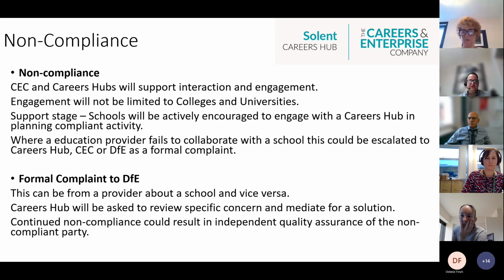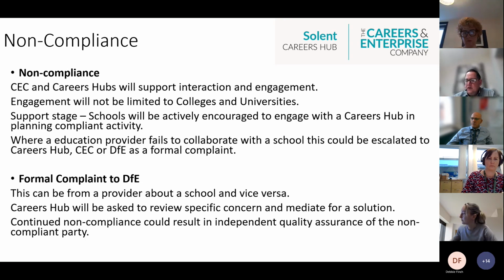The support stage. So this is the very first part. Schools will be actively encouraged to engage with the Careers Hub in planning compliant activity. Where an education provider fails to collaborate with a school, this could be escalated to a Careers Hub, the Careers and Enterprise Company, or the Department for Education as a formal complaint. Now, a finite detail behind that escalation we're hoping to find out this week, because there will be a possibility that a Careers Hub will, in the first instance, look at mediating, or it could be a local school. That's one of the areas where we're looking for more information.